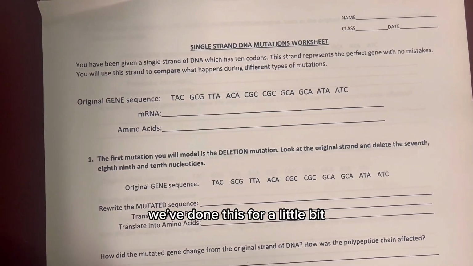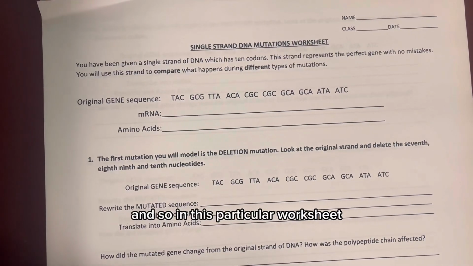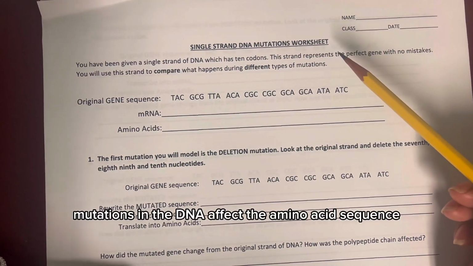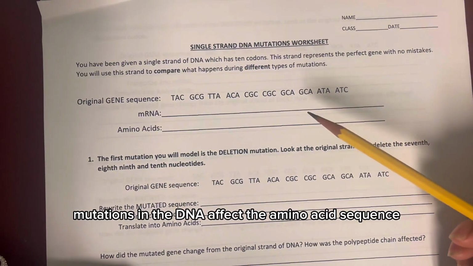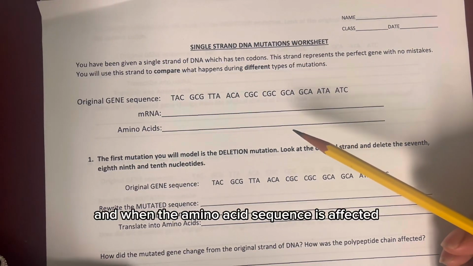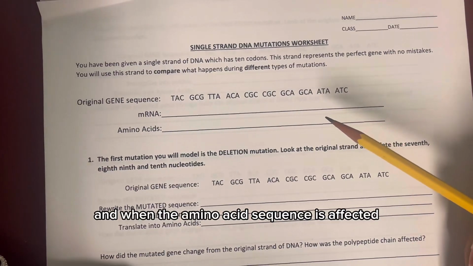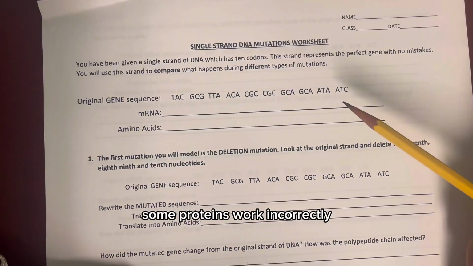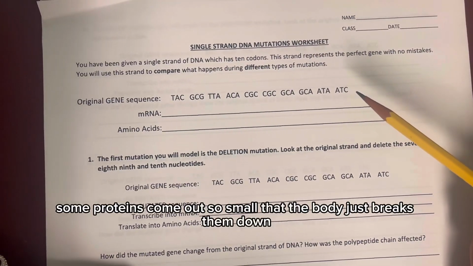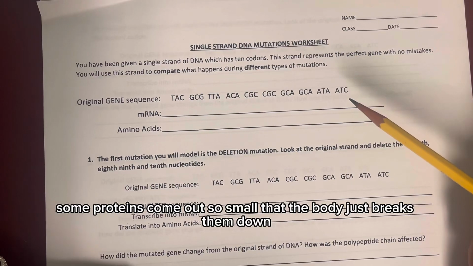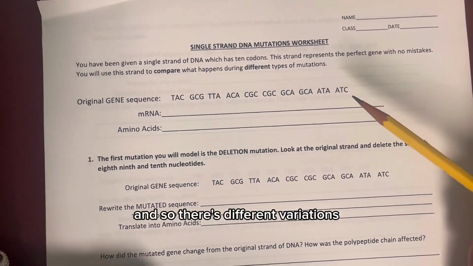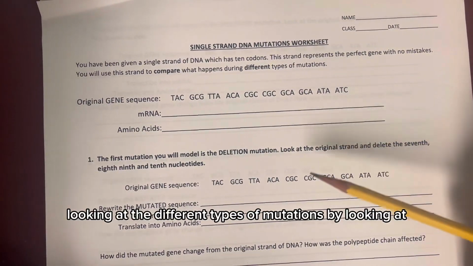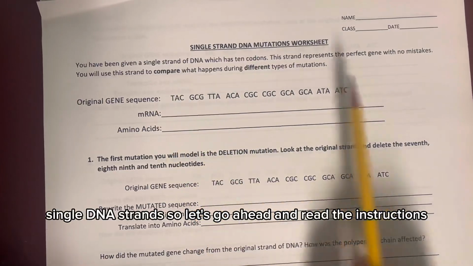We've done this for a little bit. We've been doing a lot of practice. And so in this particular worksheet, we're learning how mutations in the DNA affect the amino acid sequence. And when the amino acid sequence is affected, the functionality of the protein is also affected. Some proteins work incorrectly. Some proteins come out so small that the body just breaks them down. And so there's different variations. So we're going to be looking at the different types of mutations by looking at single DNA strands.